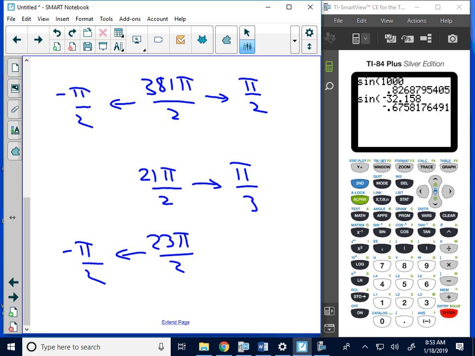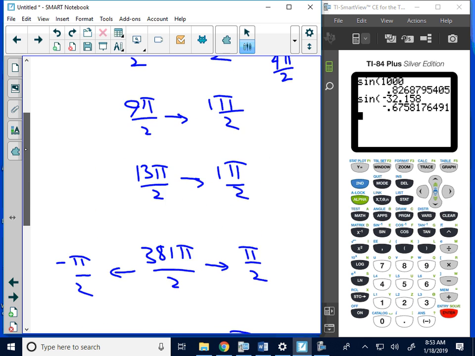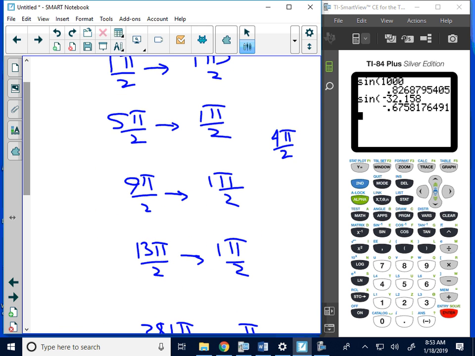Okay. But if I said 47 pi over 2, where do you think, top or bottom? It's actually going to be the bottom. How do we know? Bingo. So what's this multiple plus 1 idea?